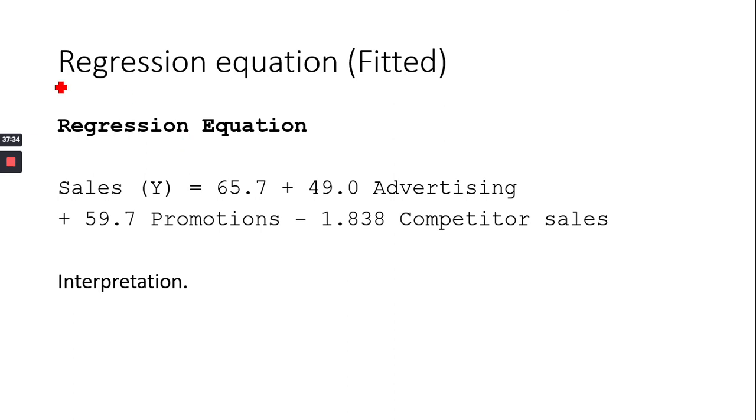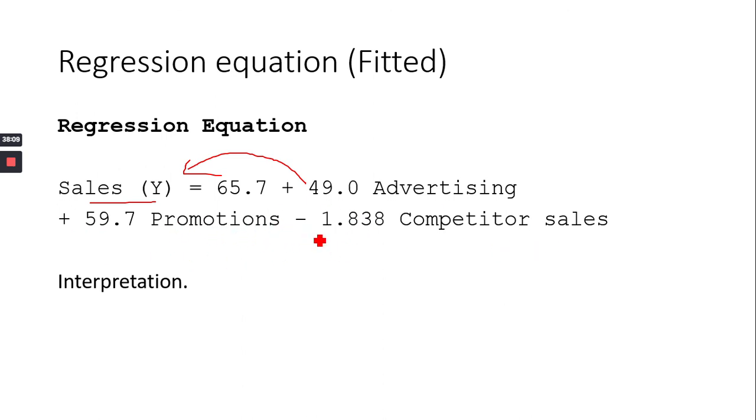So I have rewritten the regression equation which we have fitted, and I want you to be able to interpret it. The interpretation is that when we set all the parameters to 0, the sales is $65.7 thousand. But for every unit change in the advertising, there is a 49.0 increase in the sales, holding all the other variables constant.